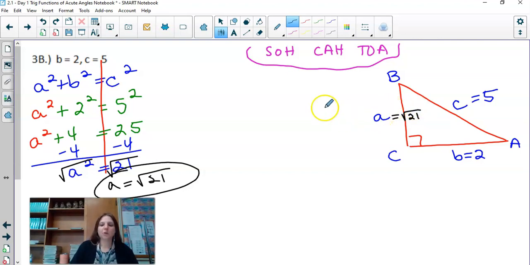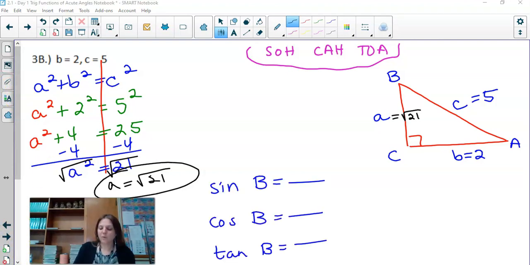Okay, now the next thing you're going to do is write the 6 trig functions. And again, the directions say of angle B. So go ahead and write out your sine, cosine, and tangent. So before I can actually fill these in, don't forget you need to label your sides. Find your hypotenuse.